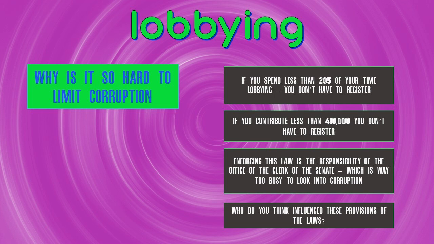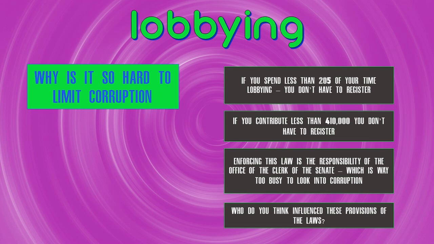The other thing here is that enforcing this Lobbying Disclosure Act is the responsibility of the clerk of the Senate, and they are way too busy to deal with all of the meetings that are going on with the 535 different congressmen. So these are tiny little details of the law, and none of these details should make you upset. And that's the point. Who do you think influenced the writing of these laws, right? This is an example of the kind of details that lobbyists would write.